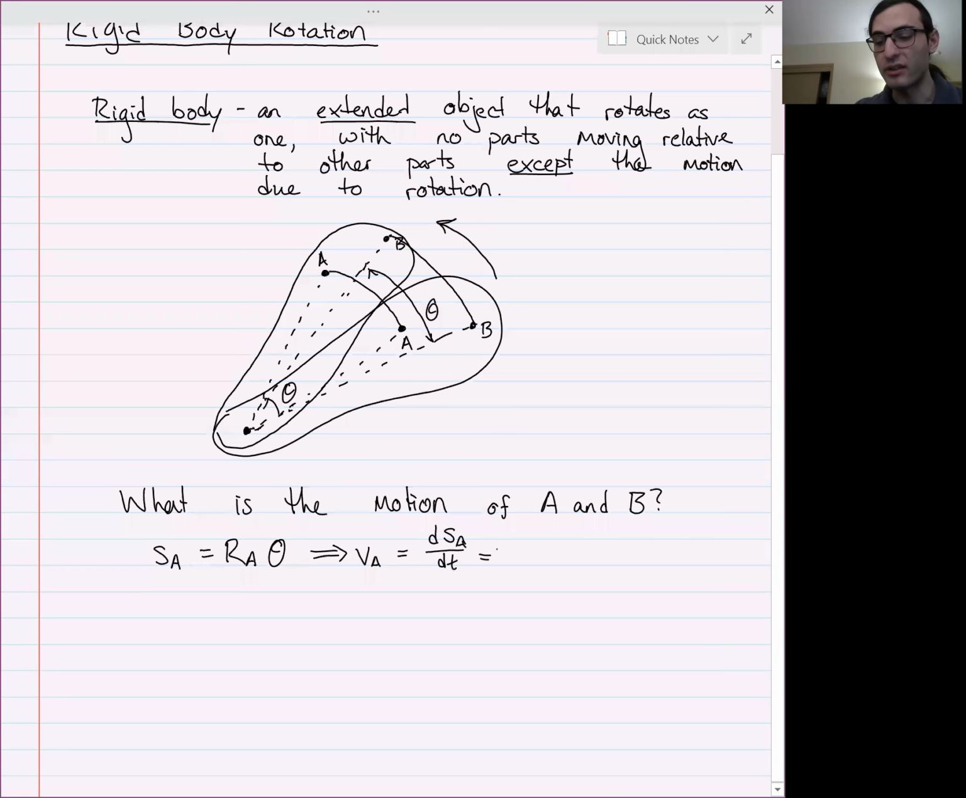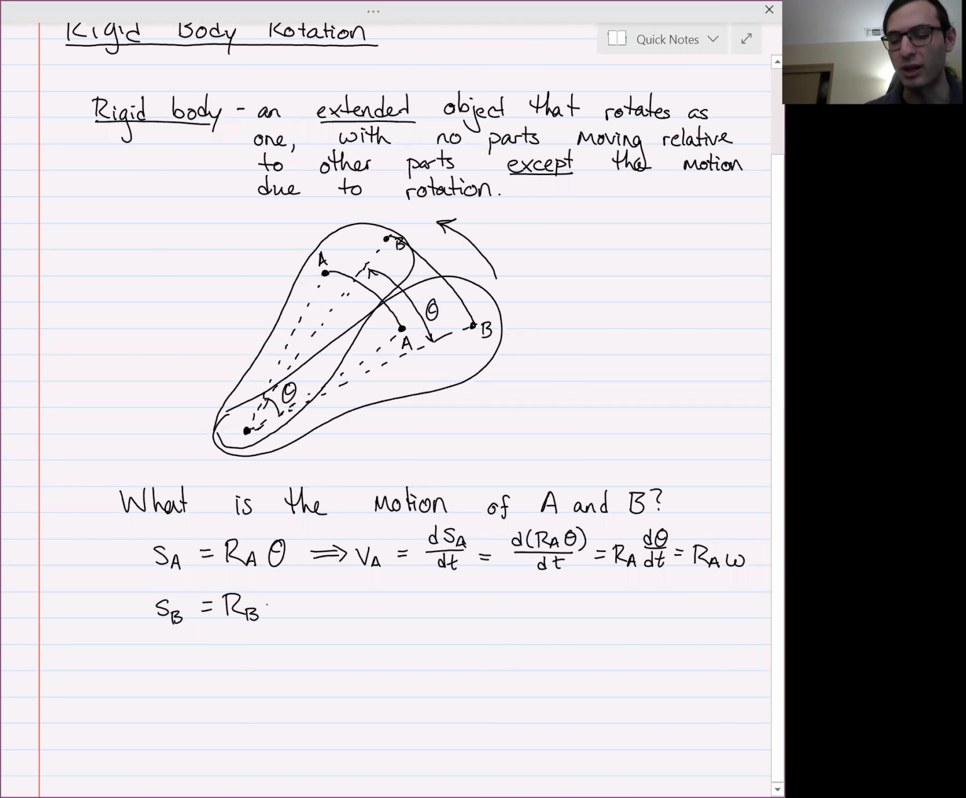But we know what S_A is, so this is the time derivative of R_A times theta, dt. And the distance that the object is from the axis of rotation is constant, so we can pull it out of the derivative, and we get R_A times d theta/dt, or R_A times omega. Remember, omega is the angular speed, or angular velocity if it was a vector, and it tells you how many radians the object travels through per second.